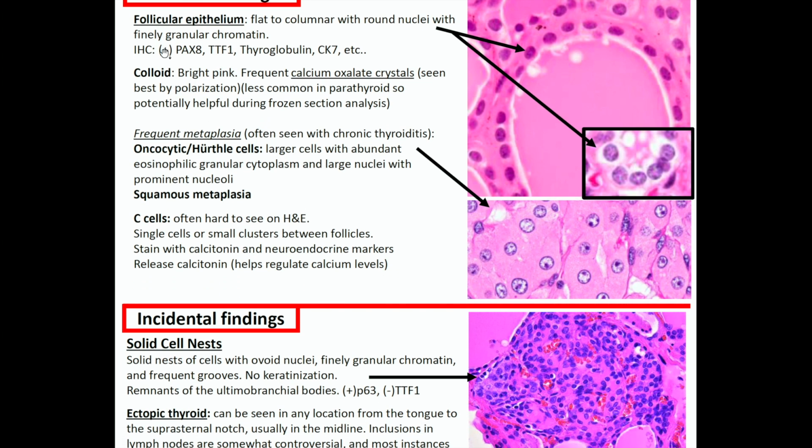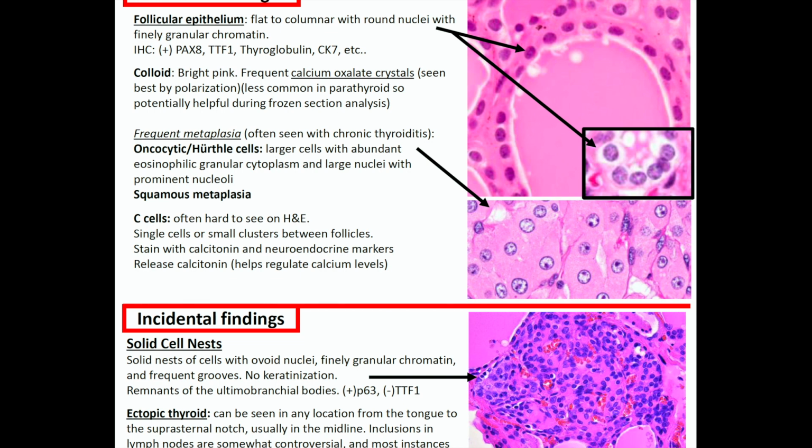So let's get started. Some normal findings for thyroid: you're going to have follicular epithelium, which is flat to columnar with round nuclei with finely granular chromatin, and that's going to be positive for PAX8, TTF1, thyroglobulin, CK7, and more. You're also going to have colloid, which is bright pink, frequently with calcium oxalate crystals, which is seen best by polarization.